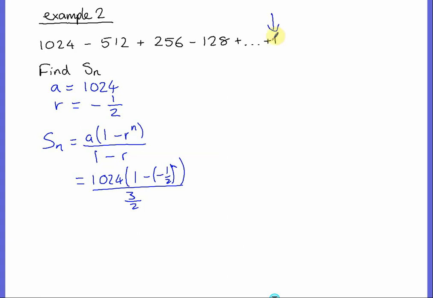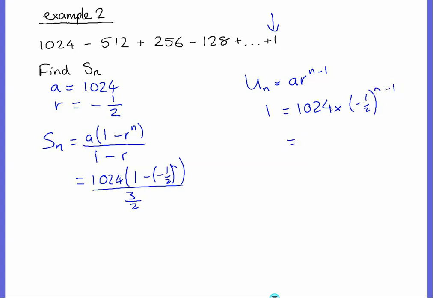So let's work out what the nth term is. So u to the n is a r to the n minus 1. That's from your sequences, geometric sequence video. So when does it equal 1? What term does it equal 1? So that would be 1024 times minus a half to the n minus 1.